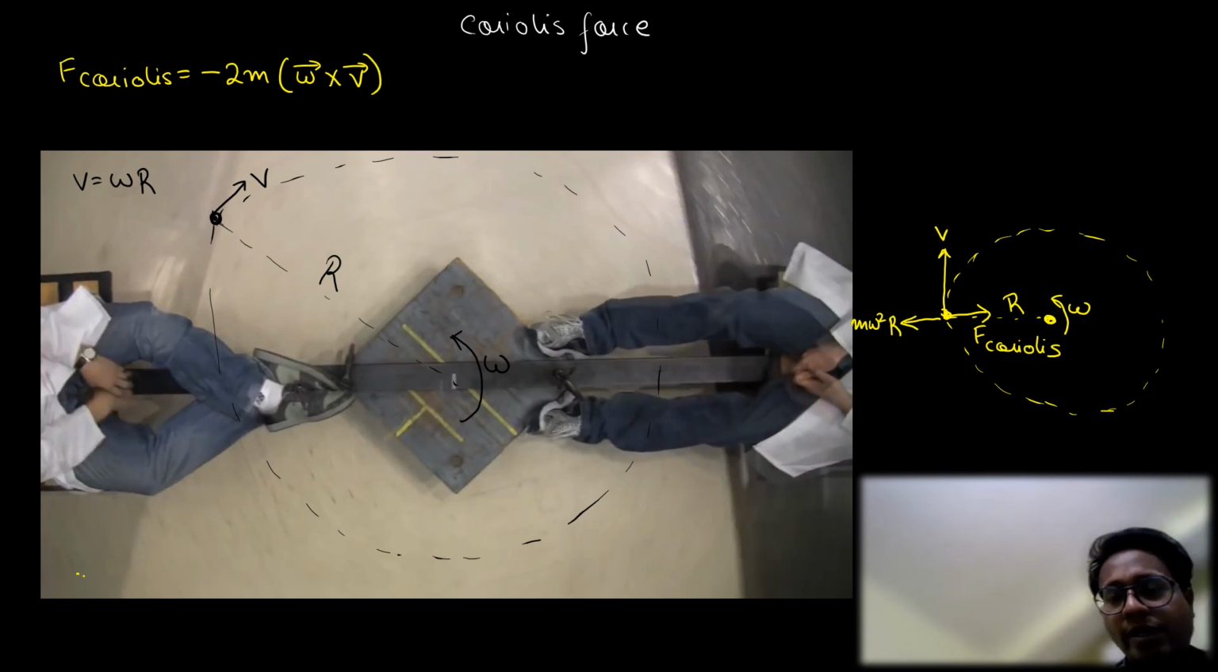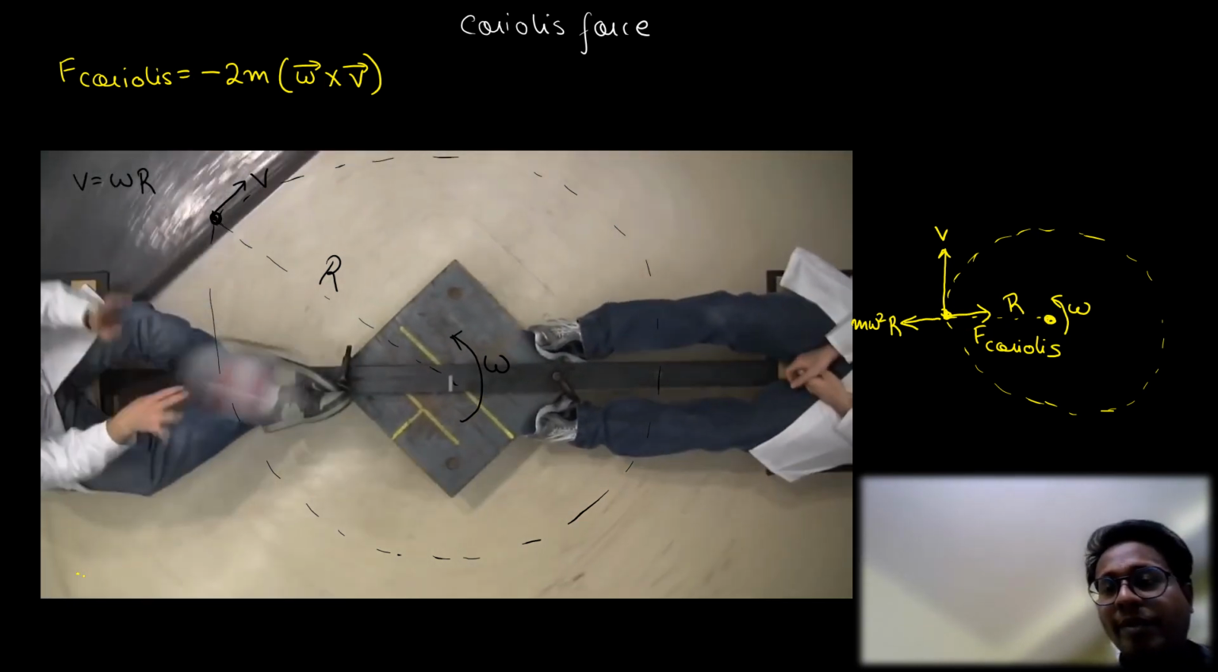What is the direction of omega? Towards you. What is the direction of v? Upward. So use the right hand three finger rule. Omega is towards you, v is upward. So omega cross v is in this direction, or in the direction of centrifugal acceleration, and minus of omega cross v should be in the opposite direction.